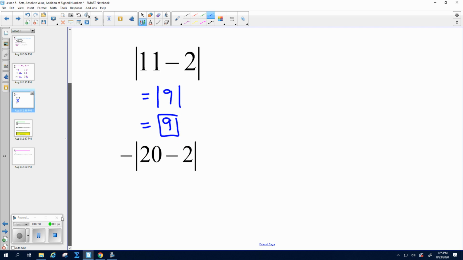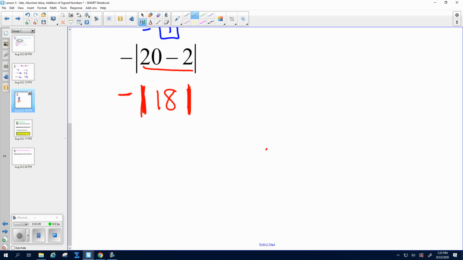On this next one, the negative sign that's out here is the last thing we do. So first, evaluate what's inside of the absolute value bars. 20 minus 2 is 18. Notice I still have the absolute value bars here. And then I say, what is the absolute value of 18? How far away from 0 is 18? It's 18 units away, and I got rid of the bars. However, this negative sign on the outside was not affected by the bars. It's still just hanging out in the front. So the answer here is -18.